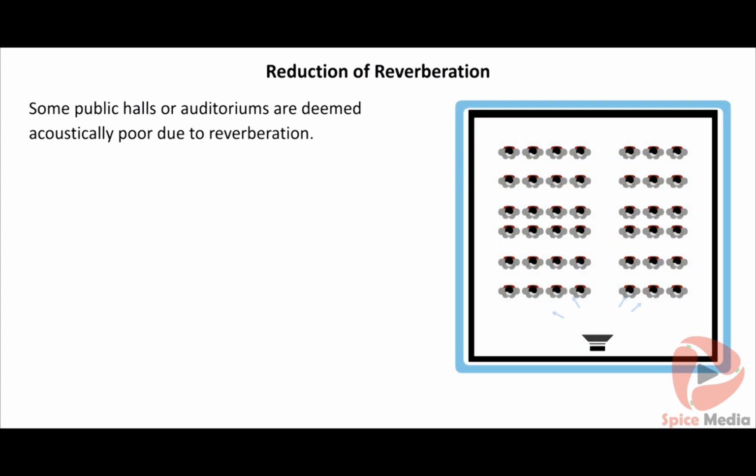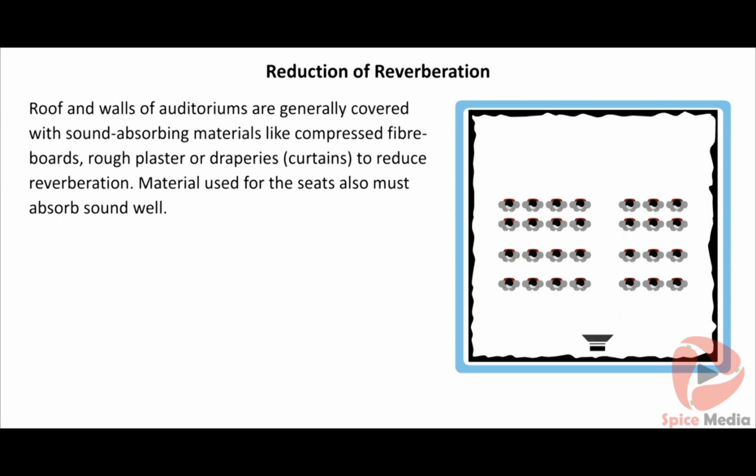Some public halls or auditoriums are deemed acoustically poor because of reverberation. The roof and walls of auditoriums are generally covered with sound-absorbing materials like compressed fiberboards, rough plaster, or draperies or curtains to reduce reverberation. The material used for the seats also must be a good absorber of sound waves.